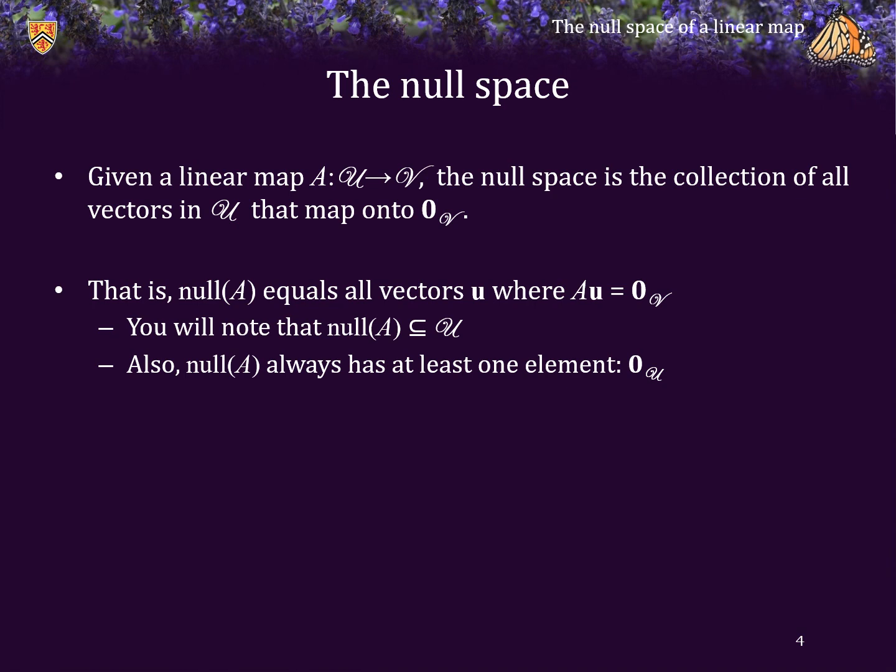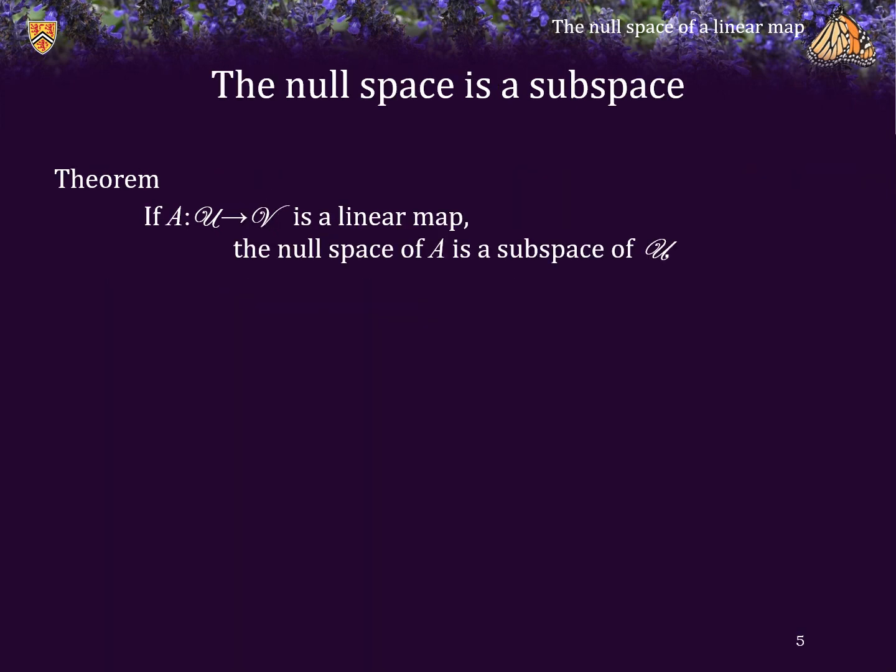Also, the null space of any linear operator is always guaranteed to have at least one element, and that is the zero vector. For the zero vector under a linear map is always mapped to the zero vector in the codomain. Theorem: if A maps a vector space U onto a vector space V, and that map is linear, the null space of A is a subspace of the domain U.